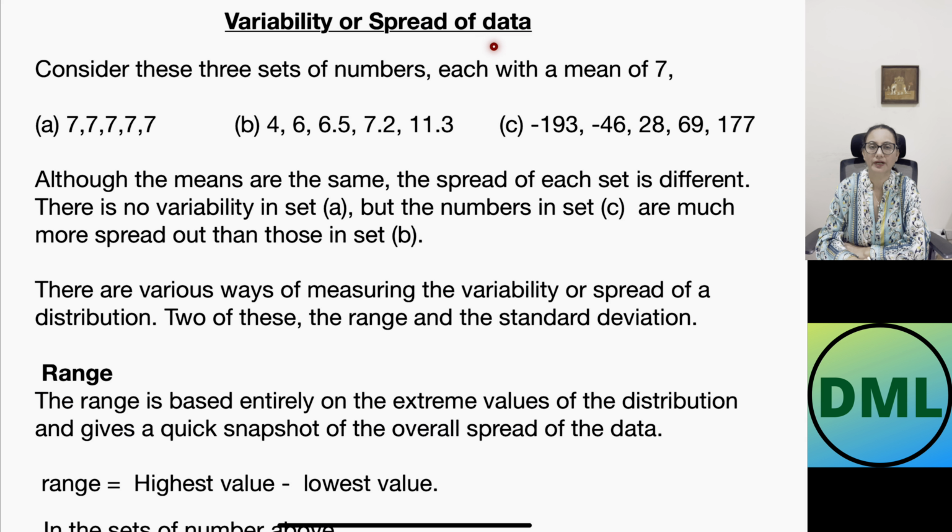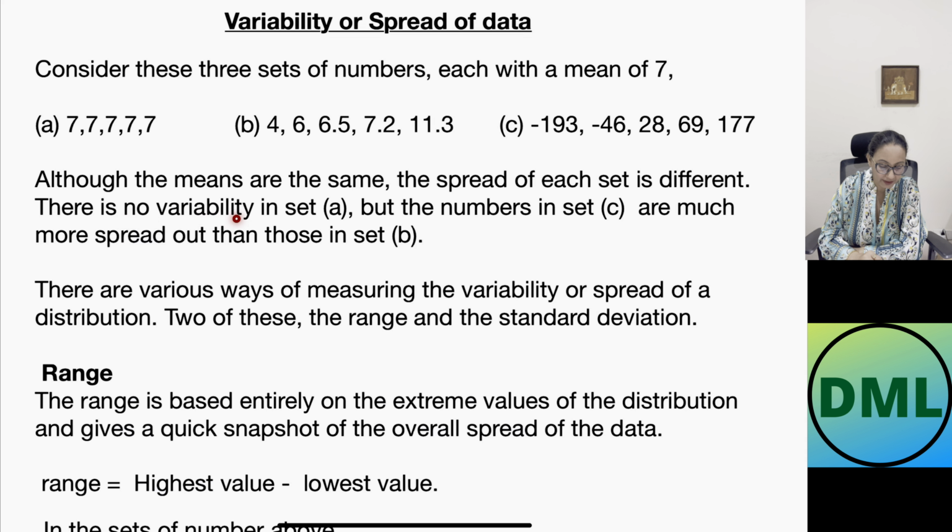Variability or spread of data. Consider these three sets of numbers, each with a mean of 7. The first example is 7, 7, 7, 7, 7. The second is 4, 6, 6.5, 7.2, 11.3. The third is minus 193, minus 46, 28, 69 and 177. Although the means are the same, the spread of each set is different.